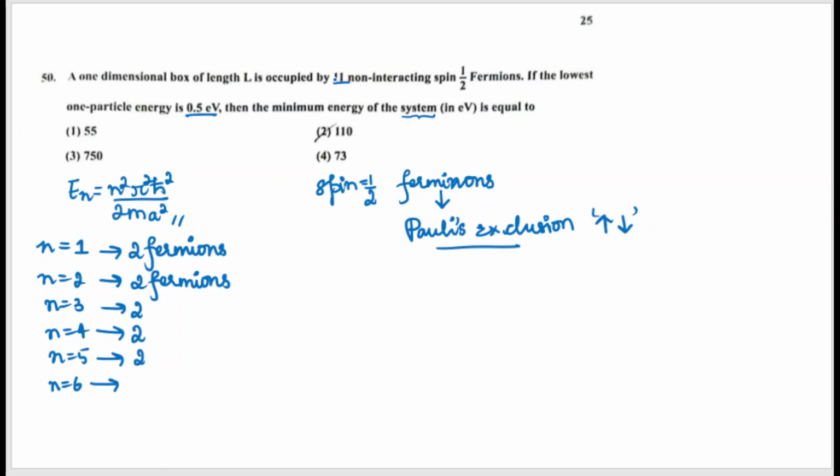But what have they given? They have given 11. If I add all this, I'll get the sum to be 10. So one more fermion I need to add. So it will make 11 non-interacting spin half fermions.